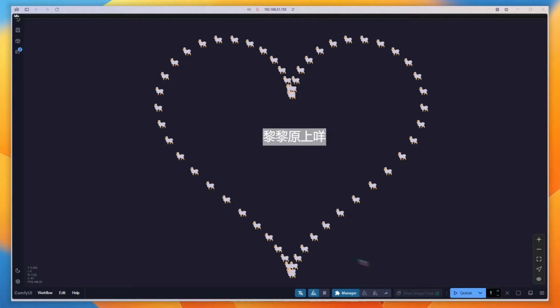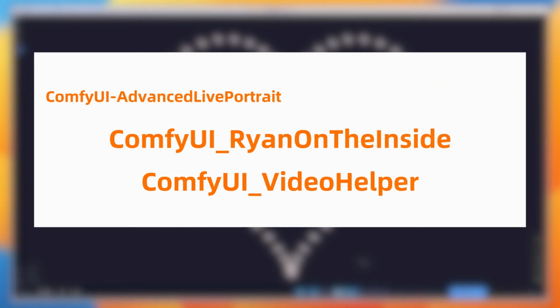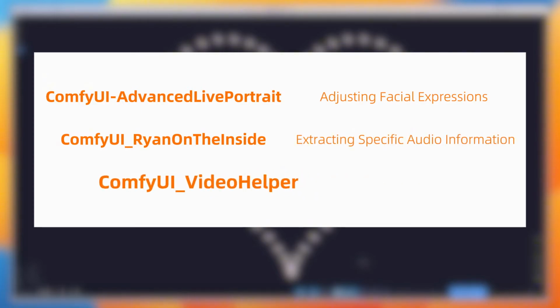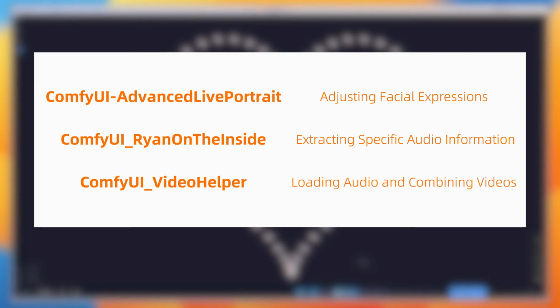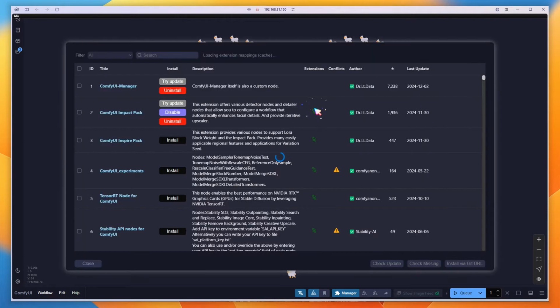customizable beat sync videos. This video involves 3 plugins: ComfyUI Advanced Lip Portrait for adjusting facial expressions, ComfyUI_Ryan on the inside for extracting specific audio information, and ComfyUI_Video Helper for loading audio and combining videos. Install these 3 plugins in the ComfyUI Manager. Search for Ryan on the inside.